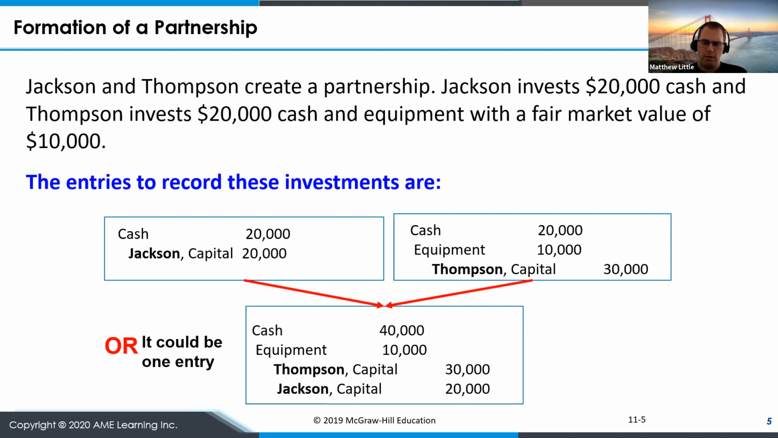Or some accountants or bookkeepers would do this as one journal entry. So you can see that on the bottom of the screen, where there's a total of $40,000 in cash and $10,000 in equipment being debited.